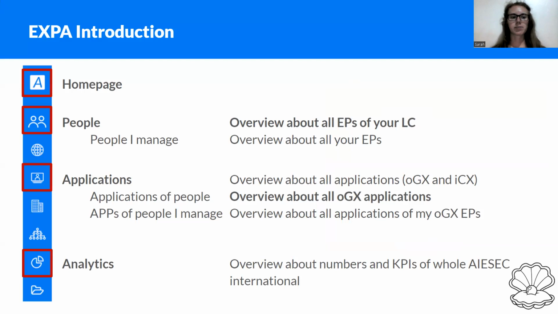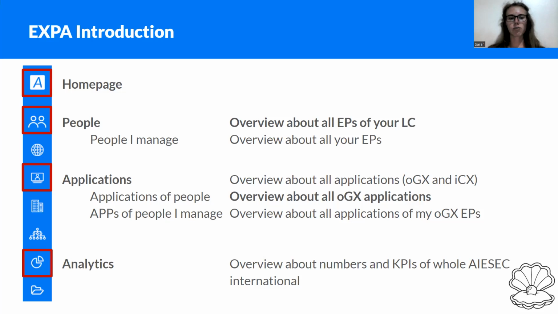Then there are different subcategories for every option. So for people, we mainly look into the EPs of your LC. If you just want to have the ones you are assigned as EP manager, you click on people I manage. Otherwise, people will give you the overview about all EPs in your LC. And applications will give you again all applications in your LC, no matter if outgoing, incoming, all of them. And applications of people will give you all outgoing OGX applications.